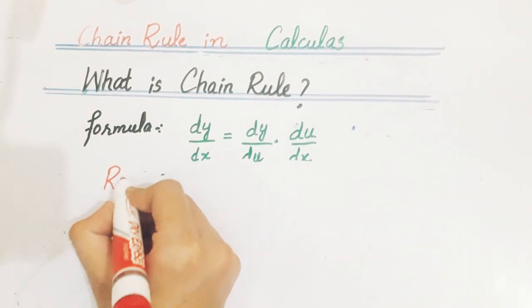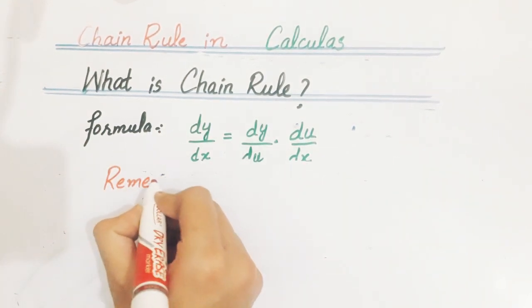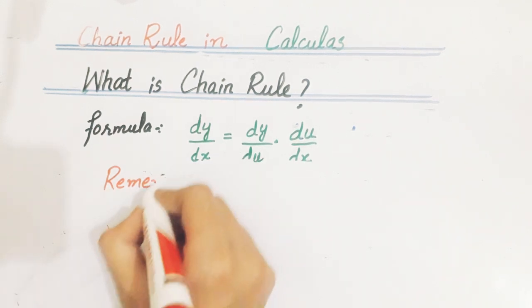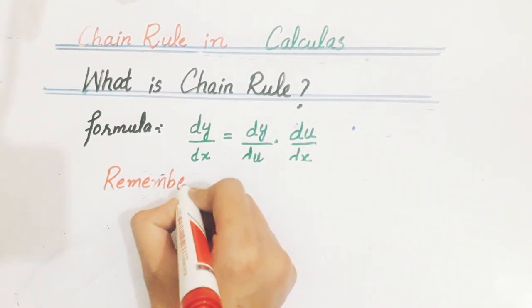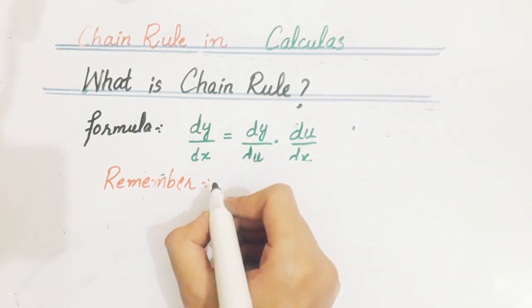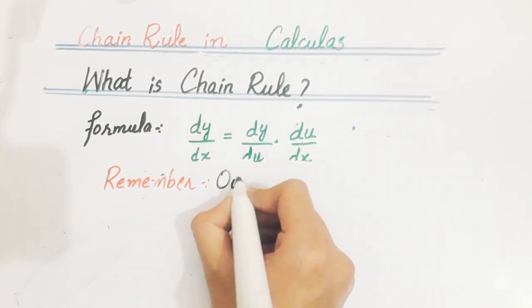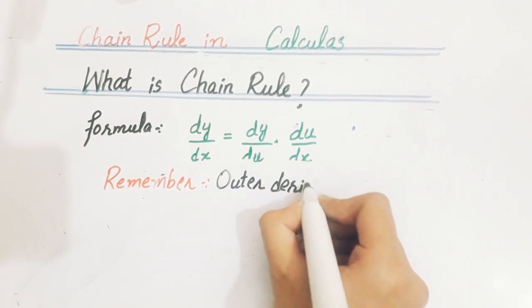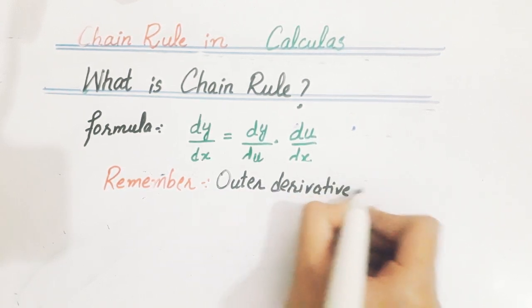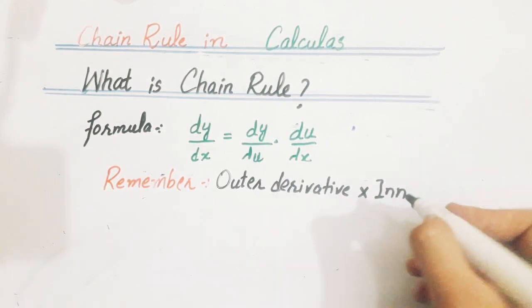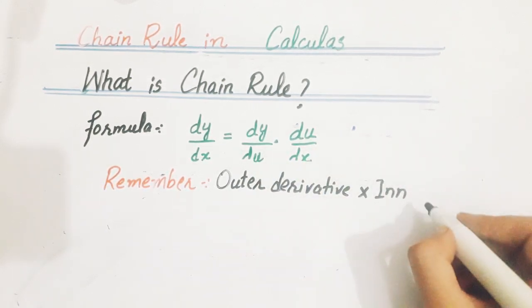So you have to remember the rule for this. Remember that outer derivative multiplied by inner derivative. If you remember this, you will easily remember the chain rule.